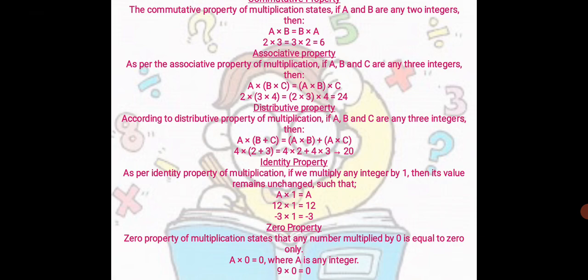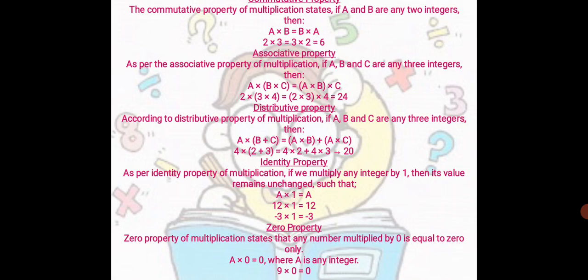Look at the example. 4 into 2 plus 3. That means 2 plus 3 is 5. That is 4 into 5 equal to 20. And come to the second part. 4 into 2 plus 4 into 3. 4 into 2 is 8 and 4 into 3 is 12. That means 8 plus 12 is 20. Same result. Now come to the fourth property, that is identity property, children.